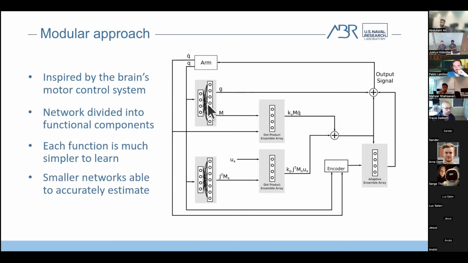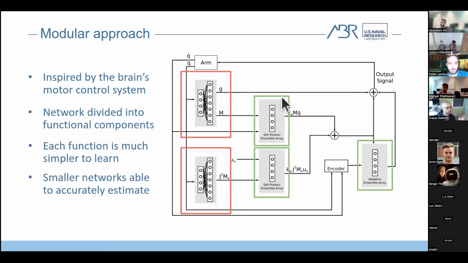And additionally, smaller networks are then able to accurately estimate each of these functions, and so it reduces the space, like our network architecture search as well. And so it's just win, win, win, win, win from this kind of modular approach here. Now, when we're doing this, we're going to do two approaches here. We're going to use standard machine learning methods, and we're also going to use what we call the neural engineering framework, which is kind of an analytical approach to generating connection weights.